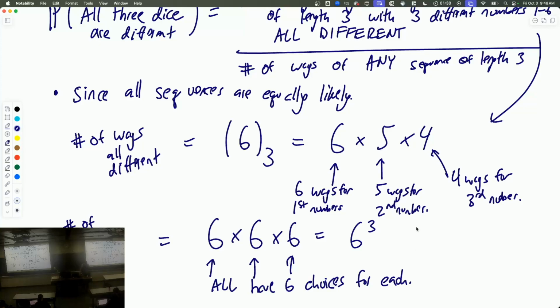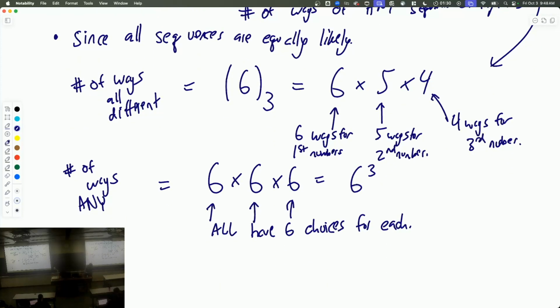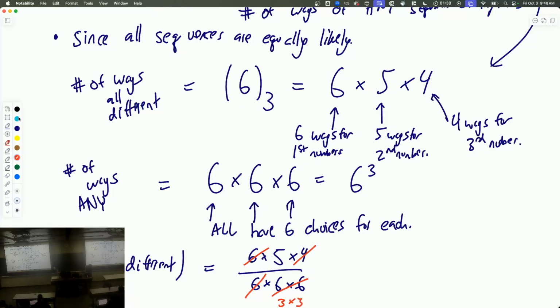Okay. So the final answer, the probability of all different, is 6 times 5 times 4 divided by 6 times 6 times 6. And these have some nice cancellation. Let's see. 4 has 2 2s in it. So I could cross out this 4 and replace these with 3 times 3 to get 5 out of 9. And so that is the final answer. It's 5 out of 9. Just over a 50% chance that when you roll 3 dice, that they will all be different. Very close to 50%. Yeah?